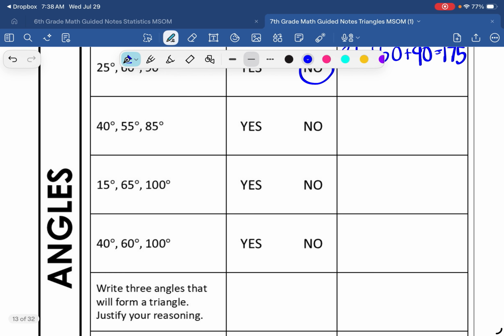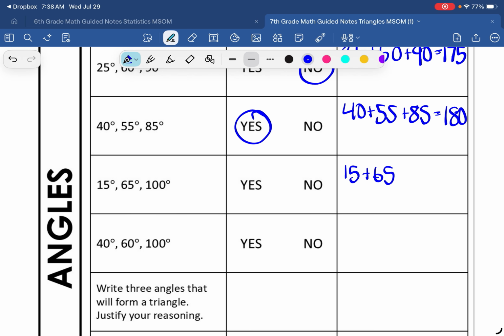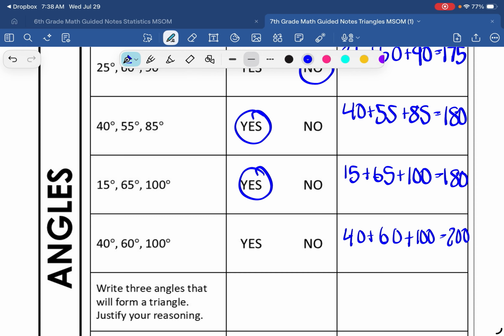What about 40 plus 55 plus 85? If I sum those together, that gives me 180. So yes, they will form a triangle. What about 15 plus 65 plus 100? If I sum those together, that is 180. So yes, they will form a triangle. What about 40 plus 60 plus 100? If I sum those together, that gives me 200. That is not 180. They will not form a triangle.